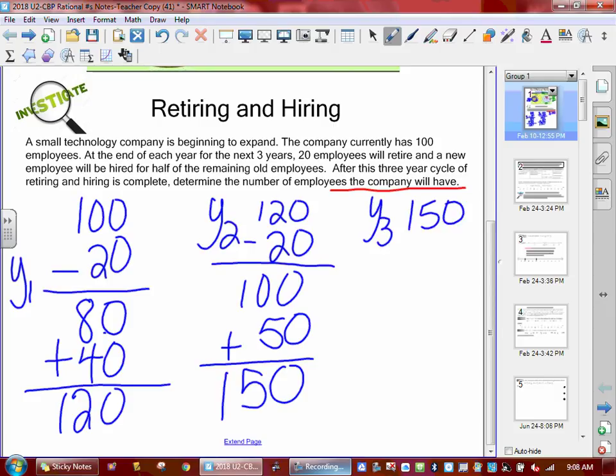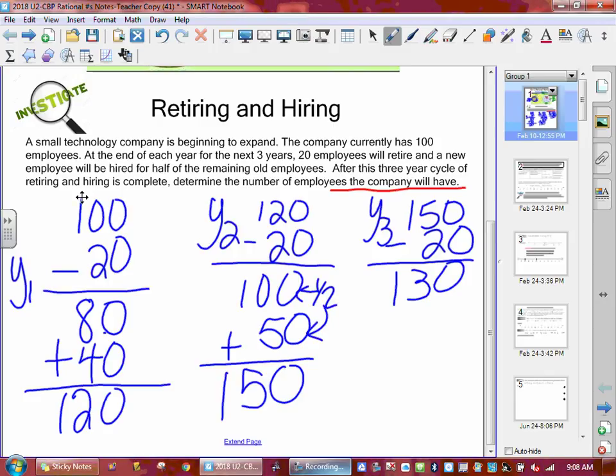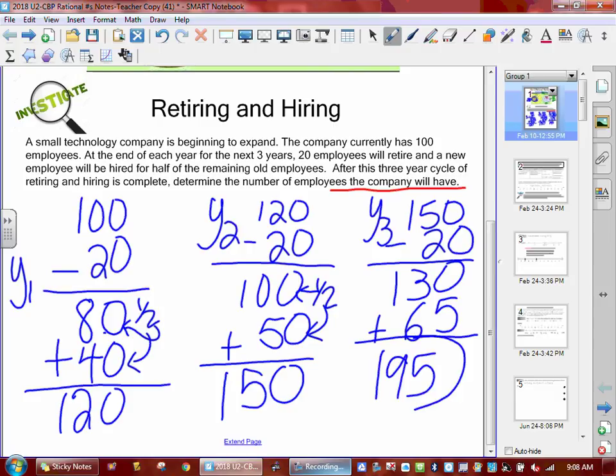We subtract 20 employees, that leaves us 130 people left working. But now I have to hire half that amount of people. So how many is half of 130? Half of 80 is 40. I want half of 130, which is 65. So now if I add 65 to my total, I'm going to get 195 employees at the end of the 3 years. Okay? So, some of it's a little bit of guess and checking, and some of it is finding a process. Okay? Alright.